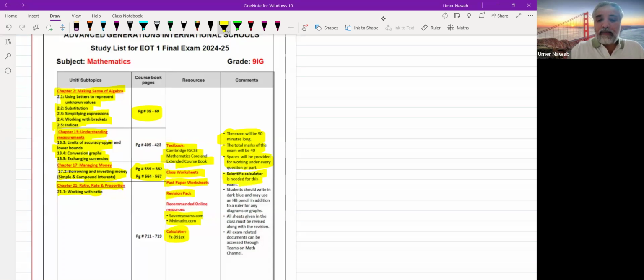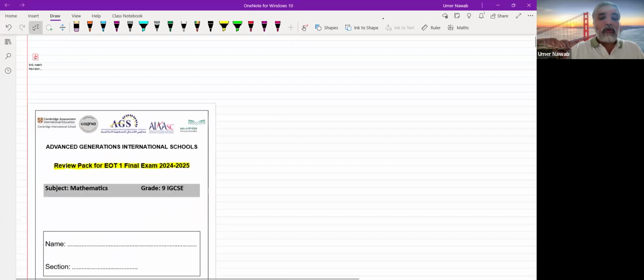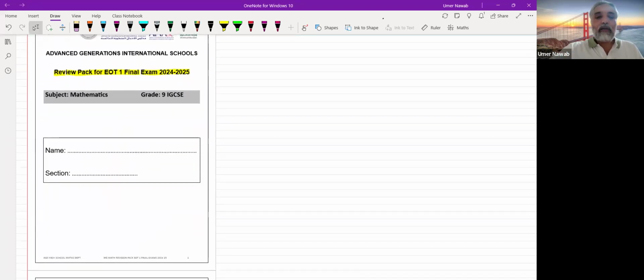Anyways, a scientific calculator is allowed, guys. Please use only a blue pen in the exam, and a pencil if you want to draw graphs. Yes, guys, if you go to Teams, you can find all the worksheets which were given in the term and included in the study list. They have already been uploaded with solutions. So let's go, guys, to our work now.